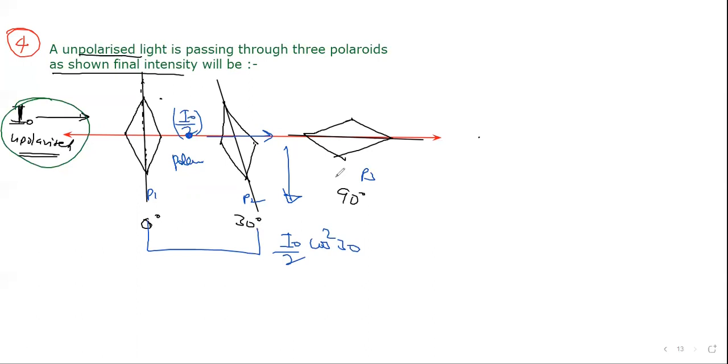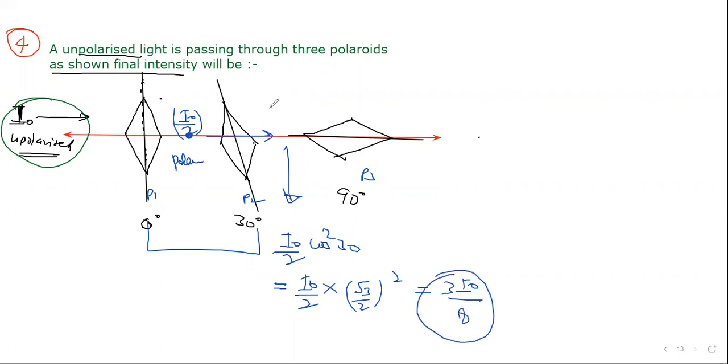So I naught by 2 and cos square 30. Cos 30 is root 3 by 2, and squaring this, it becomes I naught by, this becomes 3, and this becomes 4. 4 into 2 becomes 8. So this becomes 3 by 8 of the I naught. So the intensity at this point after passing through the P2 polarizer is 3 by 8 of I naught, right?